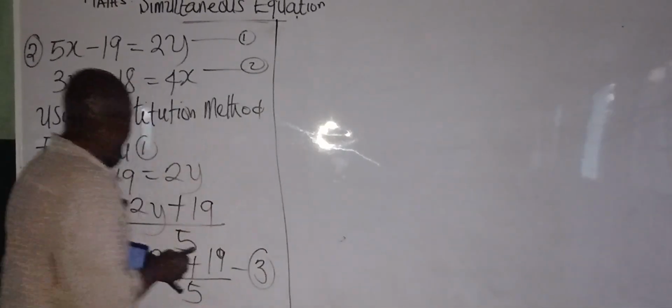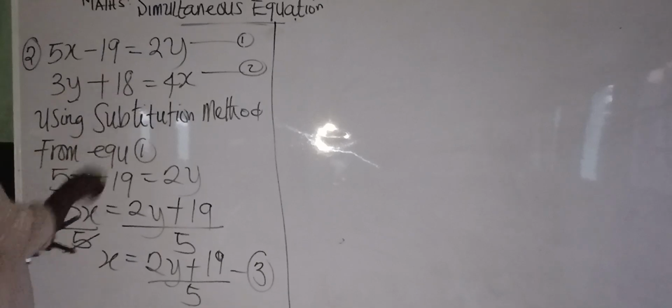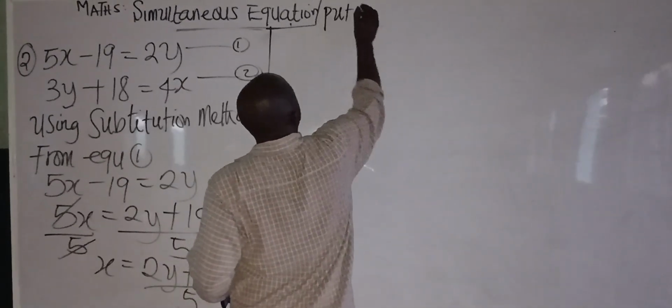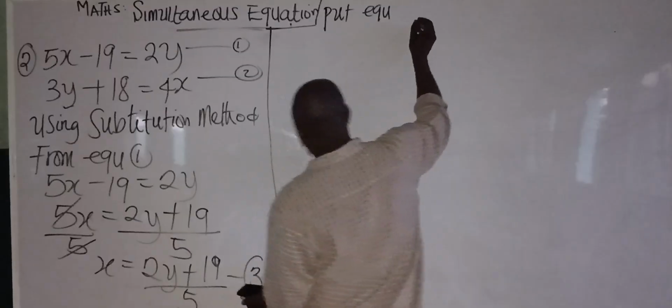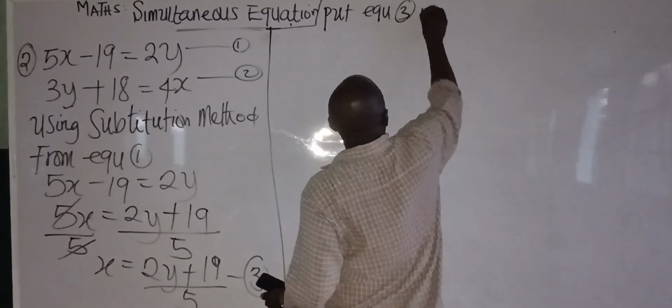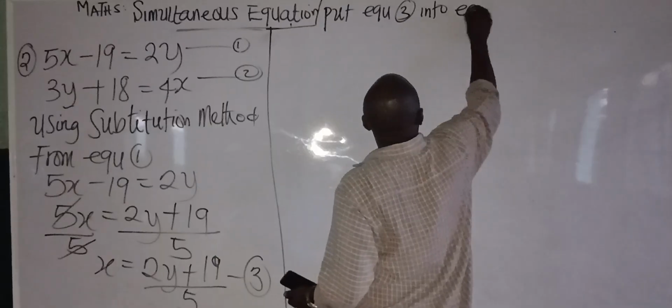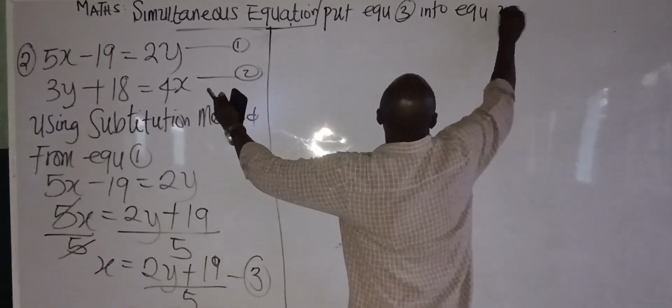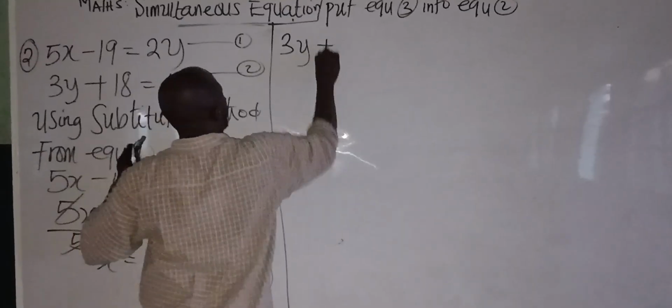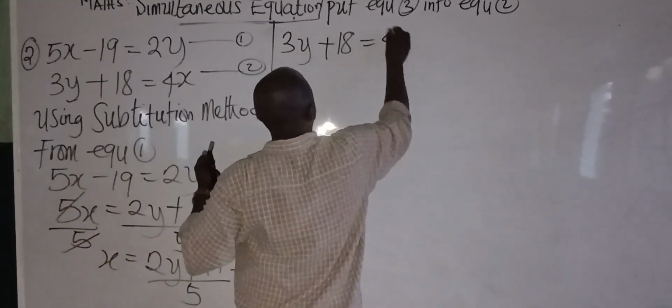So from here, remember I've not used equation 2 for anything. So I will put equation 3 into equation 2 because I've not used this one for anything. So I'll copy it out. I have 3y plus 18 to give us 4x.